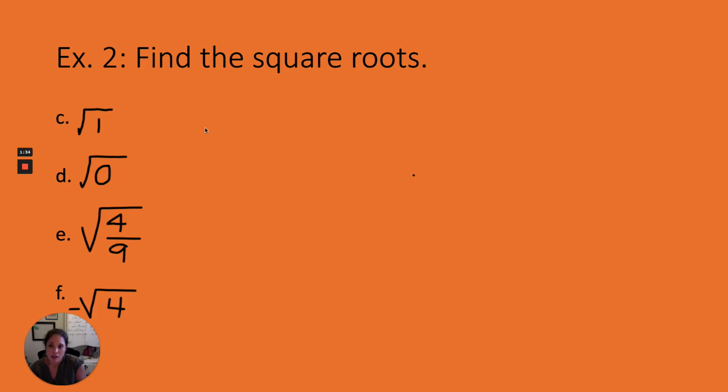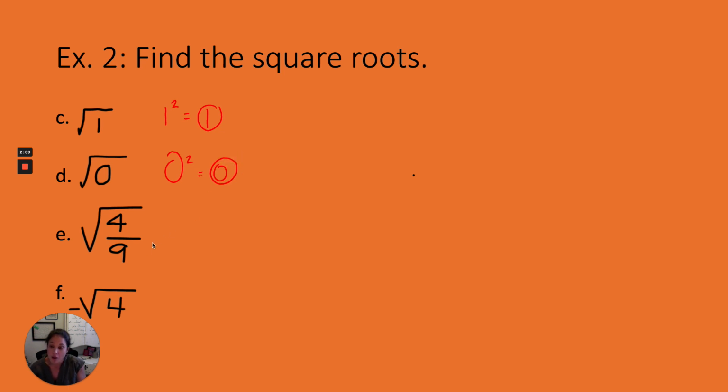So let's find some square roots. What is the square root of 1? So if 1 squared equals 1, 1 is the square root. To find the square root of 0, we think, what number do we square to get 0? So 0 squared is going to equal 0, and our answer is 0.